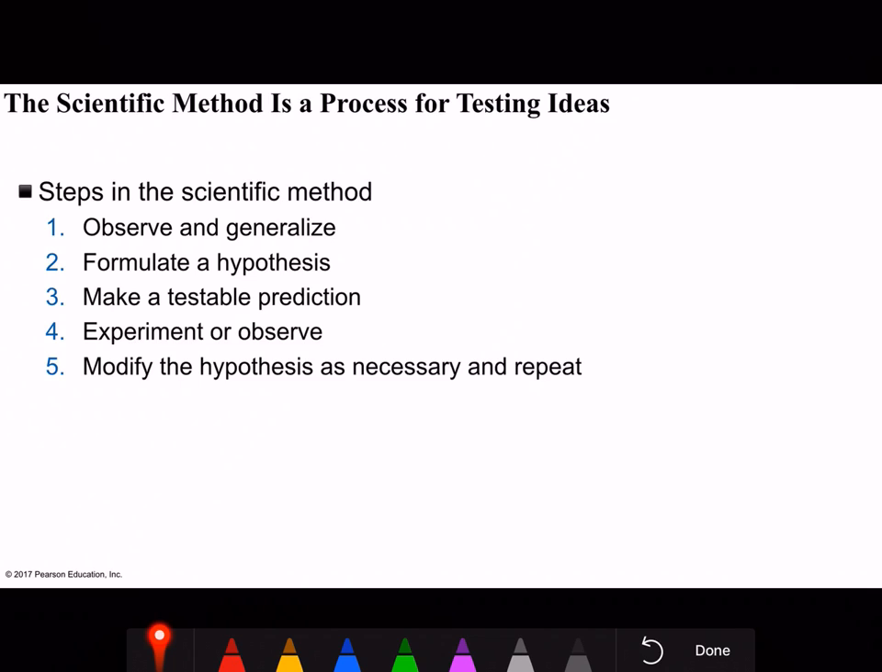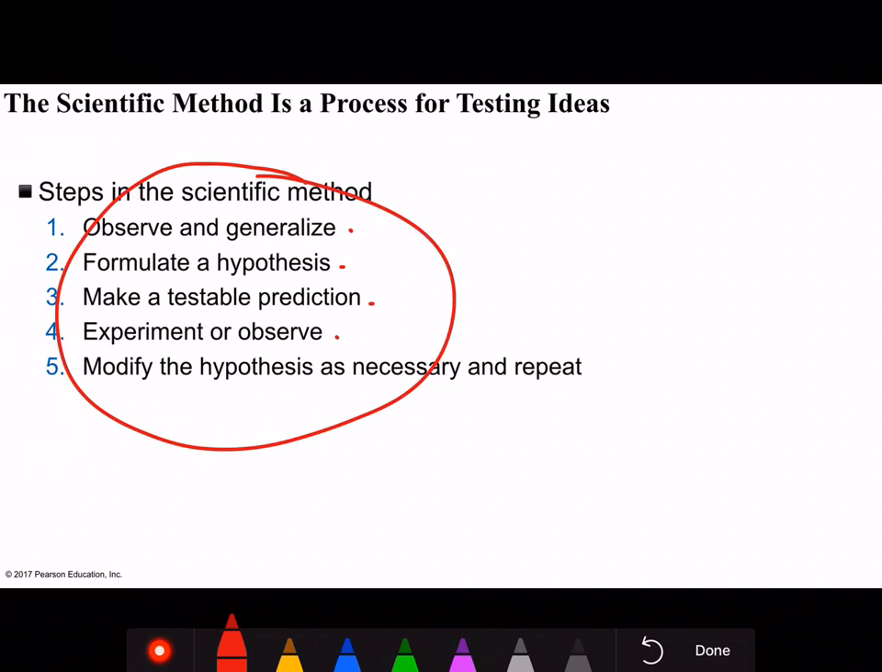Now, what are the steps of the scientific method? There are different steps, and these steps are organized, and we will see how. But let's list them. The first one is observe and generalize, then formulate the hypothesis, then make a testable prediction, then experiment or observe, modify the hypothesis as necessary, and repeat. So these are the steps of the scientific method, and it's very important to know them and understand them.